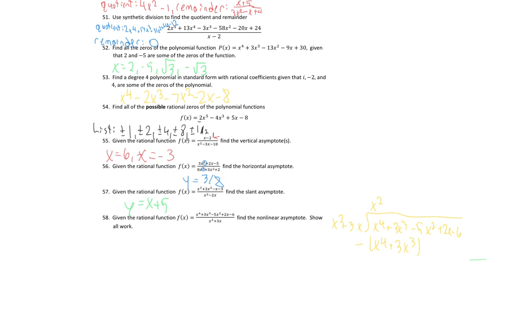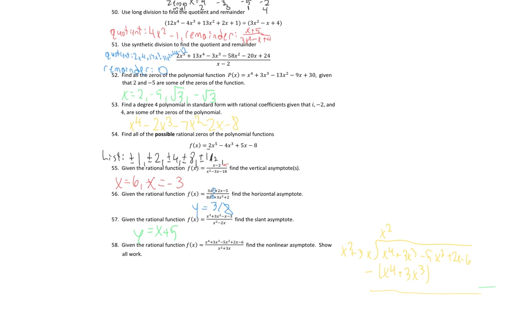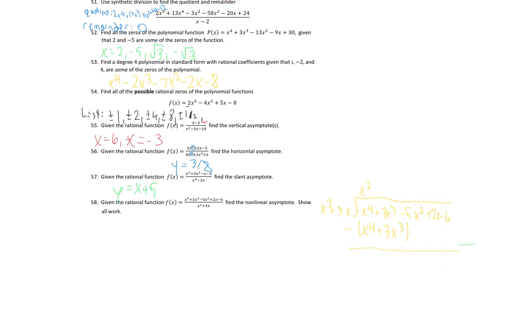x to the third. And then when we subtract these, x to the fourth minus x to the fourth, those cancel. My goodness, I cannot write. 3x to the third minus 3x to the third, those cancel. So just these terms get brought down: minus 5x squared plus 2x minus 6.